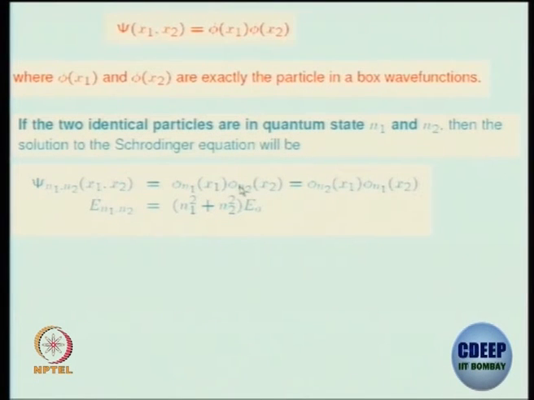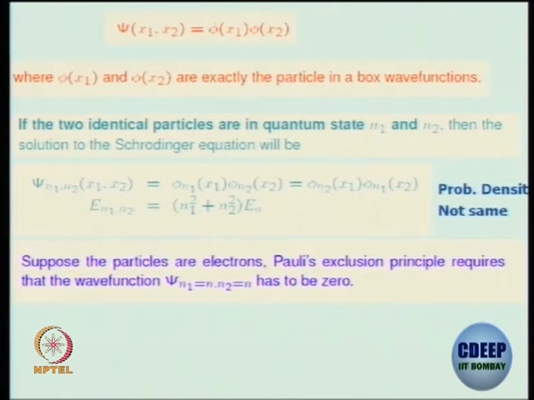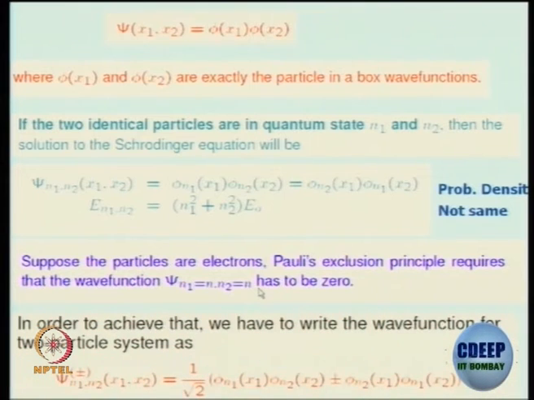If you put n1 equal to n2, the solution exists. If you put n1 equal to n2, the solution also exists. So these are not valid by Pauli's exclusion principle. What is valid is, you have to take a linear combination. When I put n1 equal to n2, the wave function has to vanish. That's it. There is no such solution possible, only the trivial solution. So the probability density, if you try to work it out for this case, is not the same, and you want Pauli's exclusion principle to be satisfied. That is, the wave function has to be 0 when you put n1 equal to n and n2 equal to n. So how will you achieve both of them?